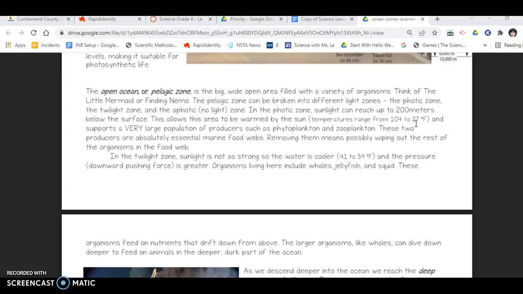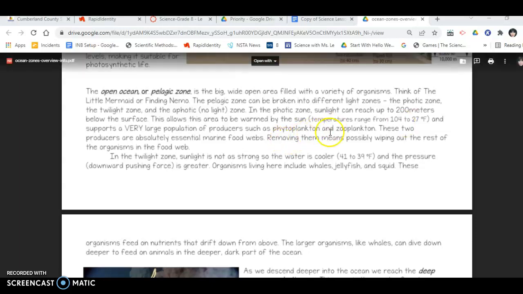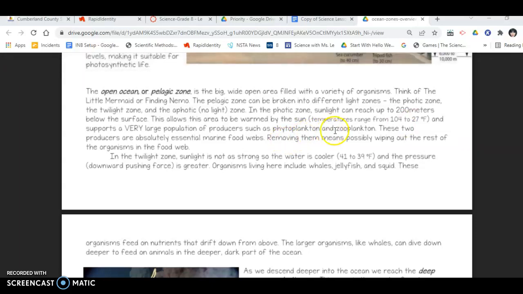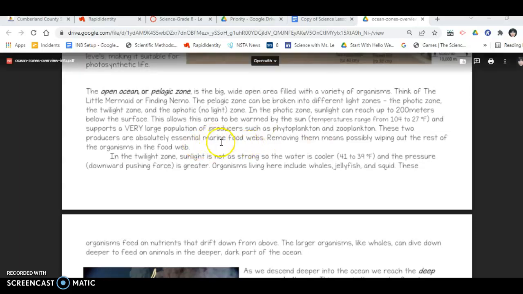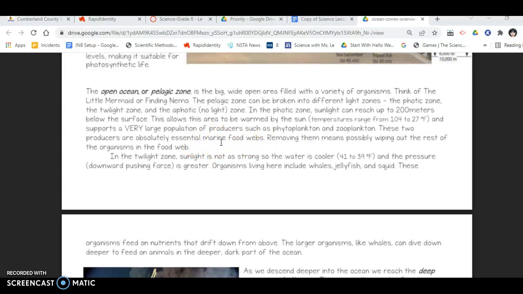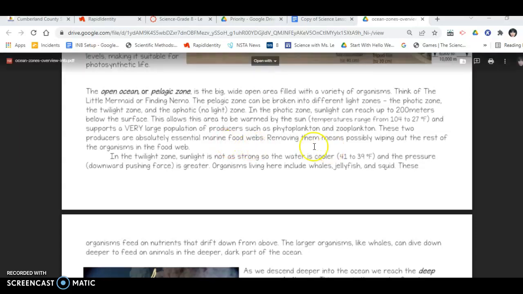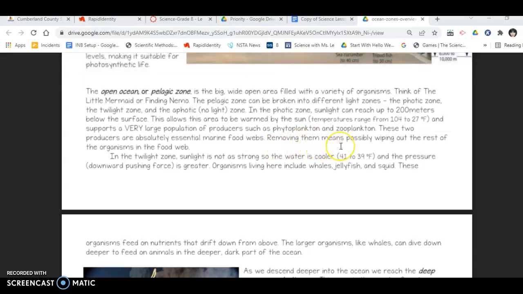Those are plants, right? Producers are plants, such as phytoplankton that we talked about yesterday, and zooplankton. These two producers are absolutely essential to marine food webs. Now, marine, we said, is referring to salt water, right? Removing the phytoplankton or the zooplankton means possibly wiping out the rest of the organisms in the food web, because a lot of organisms in the food web feed on those.